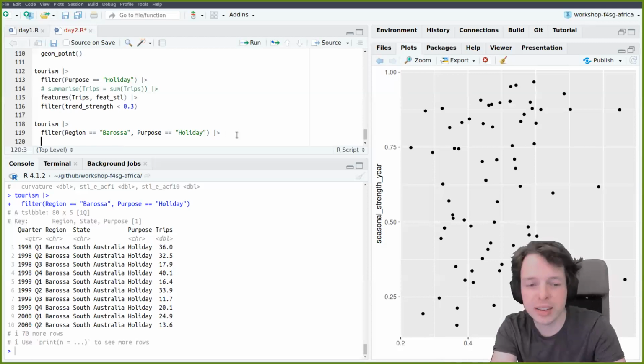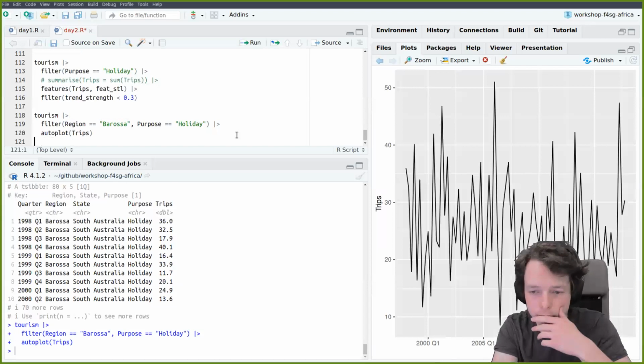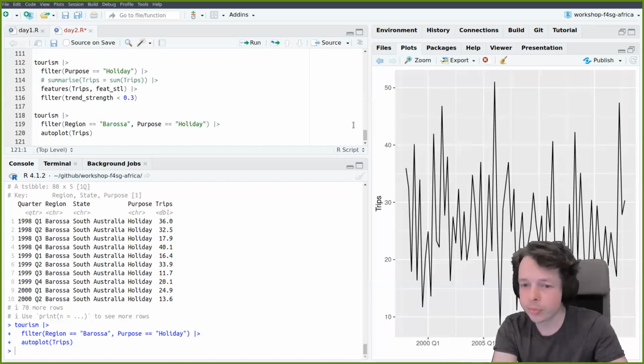Let's see if it was accurate. Let's plot the trips. And that doesn't look like much at all. We've got very random patterns, so the remainder term in the decomposition will be very high. Not a lot of trend, and I don't see any seasonality.